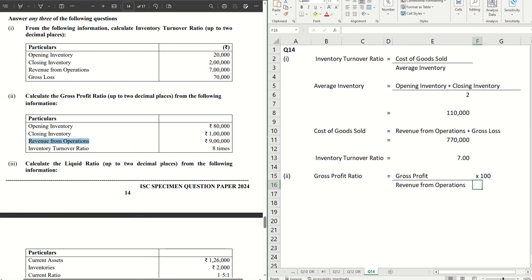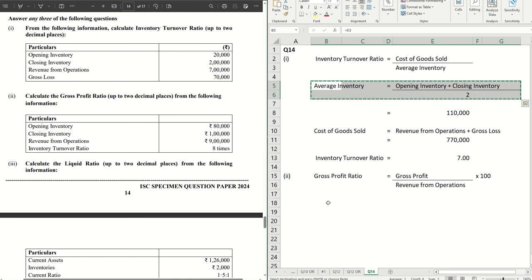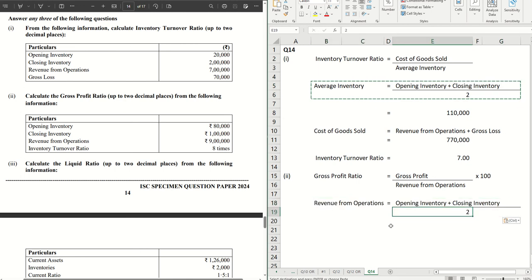Okay, so the first thing we have to do, we have the inventory turnover ratio, and just now we saw the formula here as well. From the inventory turnover ratio, we can calculate our cost of goods sold, the missing value. Okay, so let's do that. Before that, we would need average inventory to calculate. So let's calculate our average inventory first.